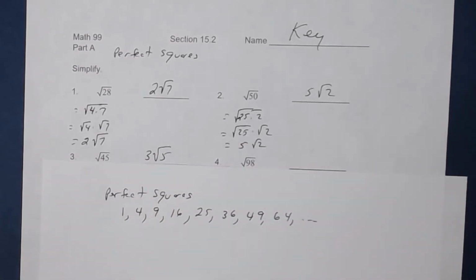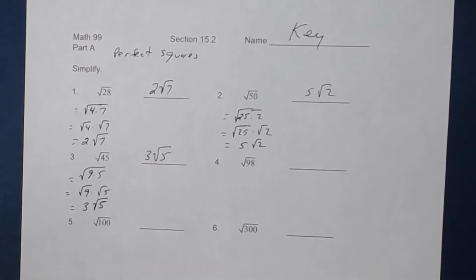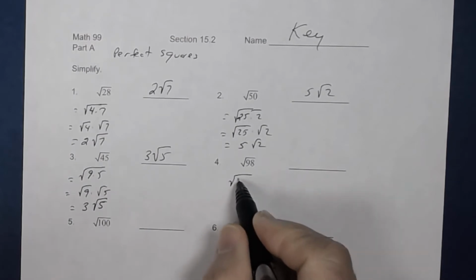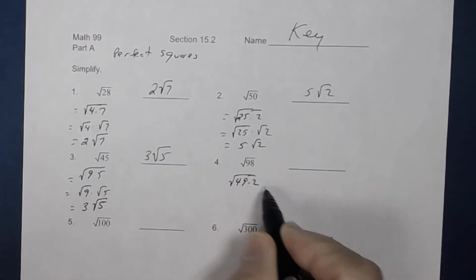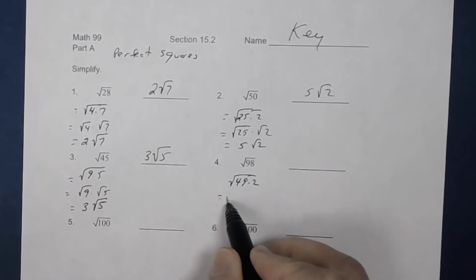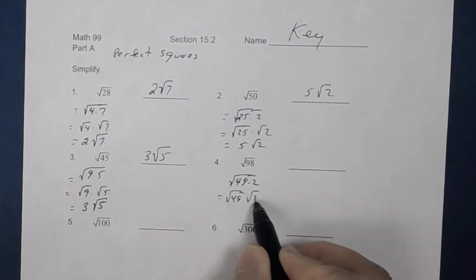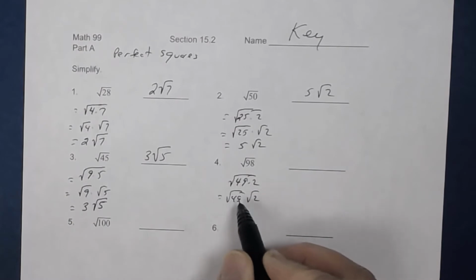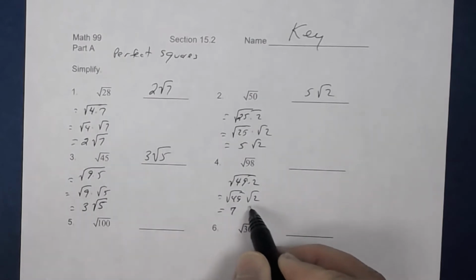All right, so we're going to say that's going to be the square root of 49 times 2, right? And so I can write this as the square root of 49 times the square root of 2. And the square root of 49, remember 49 is a perfect square, which means I can write the square root of 49 as 7. And then the only perfect square that goes into 2 is 1. So we get 7 square root of 2.